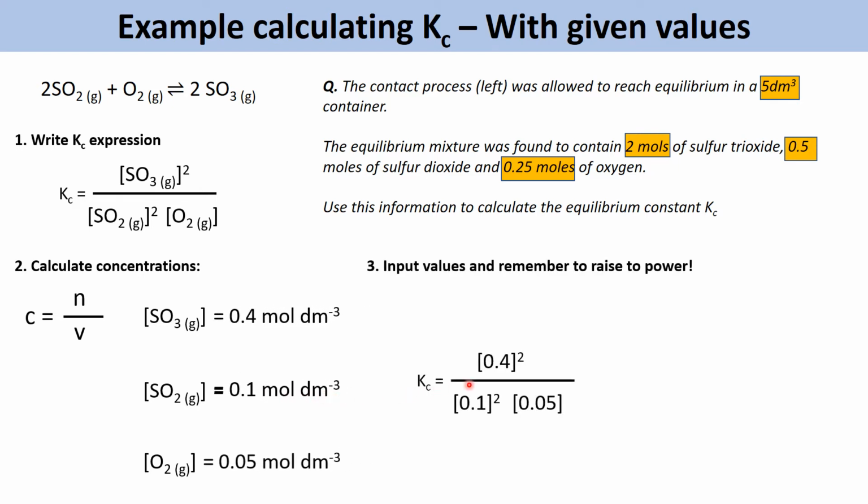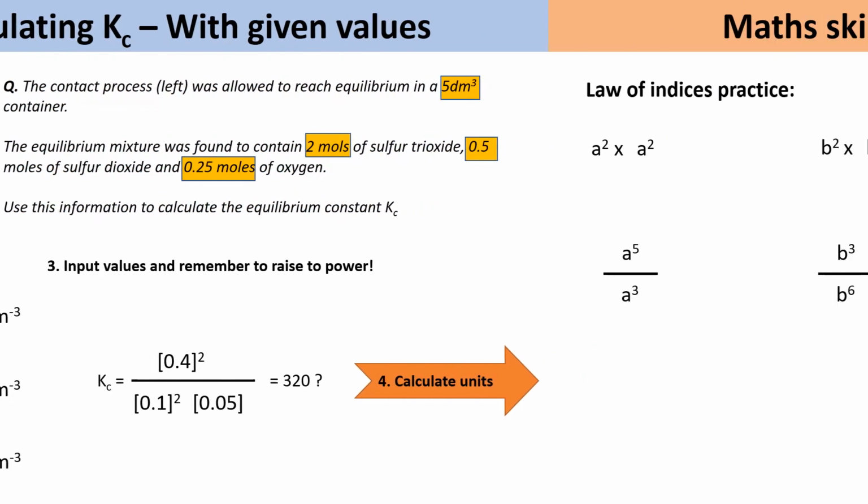So we're going to input the values and raise to the power. 0.4, that was this one here, raised to the power of 2. 0.1, that was this one here, also raised to the power of 2, square it. And 0.05 here, and it's not raised to any power. So I plug these numbers into the calculator, I do the sum, and I get a number of 320. Well, that's great, but this is chemistry, and we need to remember that we need to give some significance to these figures. So we're going to have to be thinking about units now.